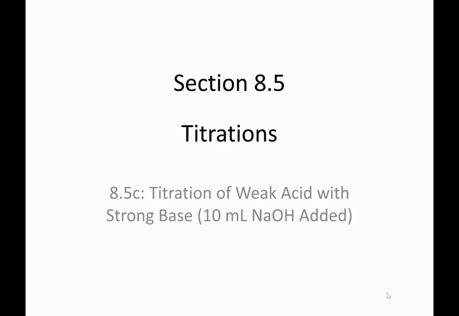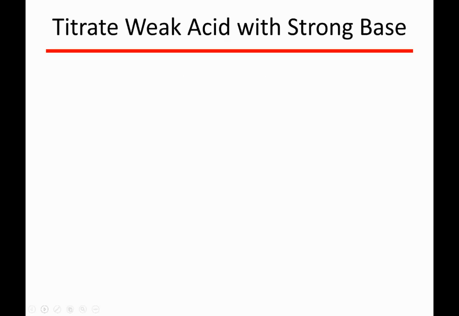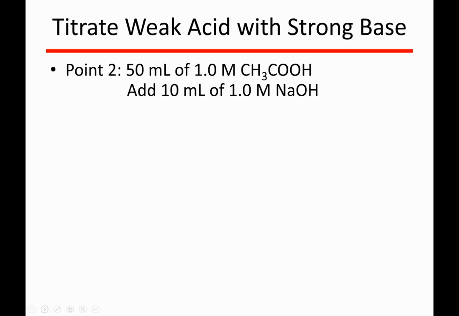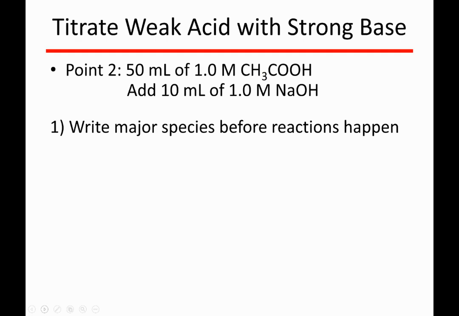Let's continue on with our discussion of titrations. In this example, this is the second point in our titration curve. What we're going to do is start off with our 50 milliliters of 1 molar acetic acid, and to that we will now add 10 milliliters of 1 molar sodium hydroxide. And now we'll need to calculate the pH of this mixture.